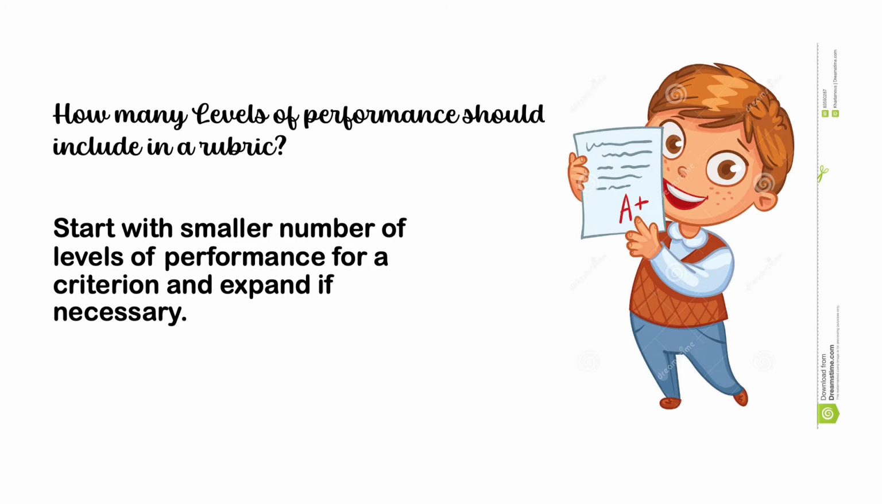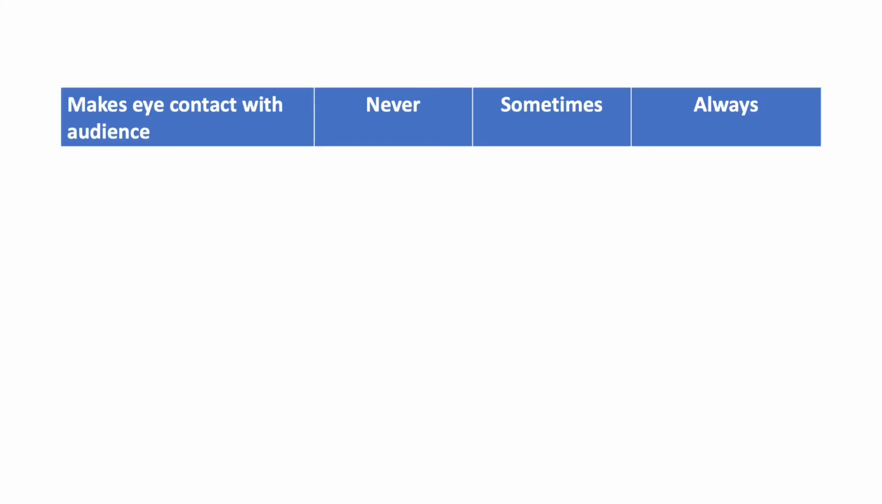One criterion that you might need to consider is the amount of eye contact with the audience. So, look at this one. You are making a rubric you are going to use in an oral presentation. So, one criterion may be this one: makes eye contact with the audience. In this criterion, you may wish to judge it with 3 levels. This is what you call the levels of performance. So, you may opt to use 3 as a beginner: never, sometimes, and always.